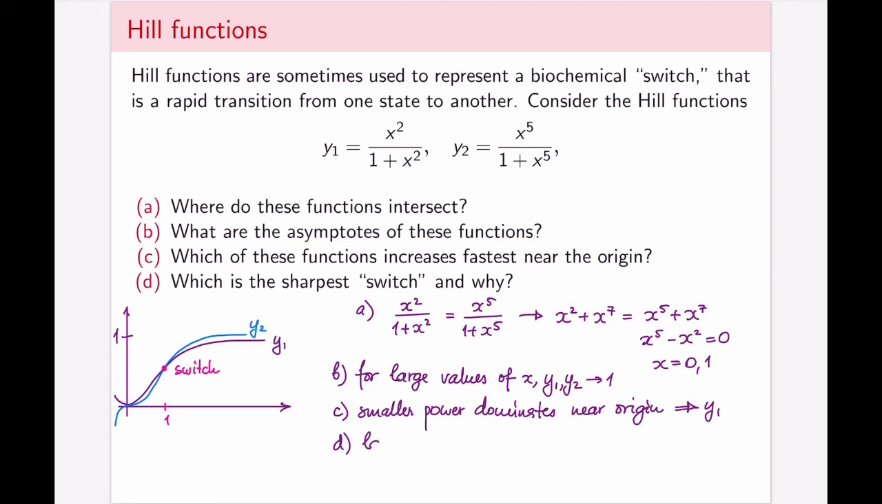So let's write half a sentence down here. Larger power dominates after the switch. So it has to go from being dominated to dominating after the switch. And in order for this function to jump and actually surpass the other one, it has to actually have the fastest increase here.